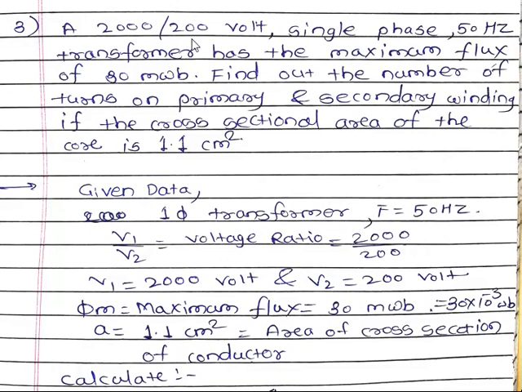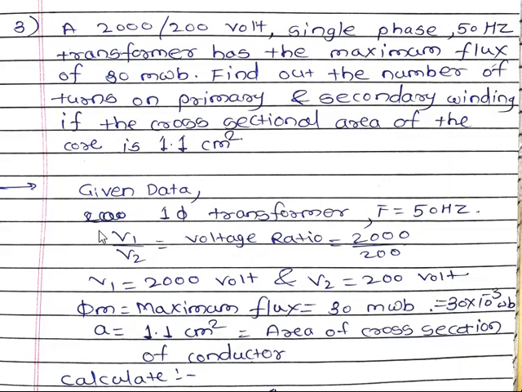A 2000 by 200 volt single phase 50 Hz transformer has the maximum flux of 30 milliweber. Find out the number of turns on primary and secondary winding if the cross-sectional area of the core is 1.1 centimeter square. In this example, the transformer rating is not given. Its voltage ratio is given.